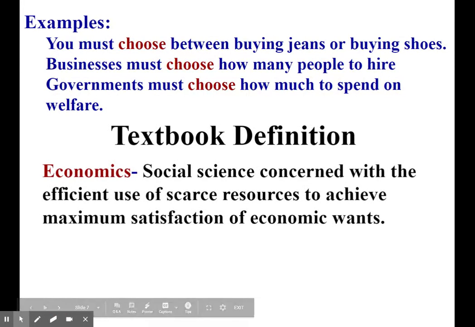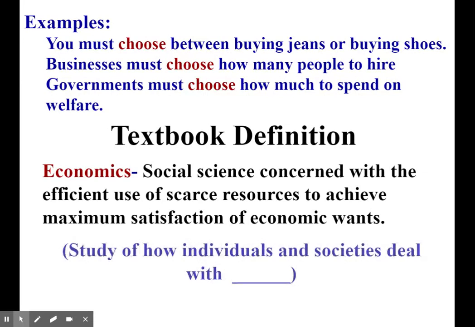So the textbook definition, something that I think you should write down, is that economics is the social science concerned with the efficient use of scarce resources to achieve maximum satisfaction of economic wants. Basically, it's how individuals and societies deal with scarcity. It's the choices they make because we have scarcity as this foundational principle of economics.